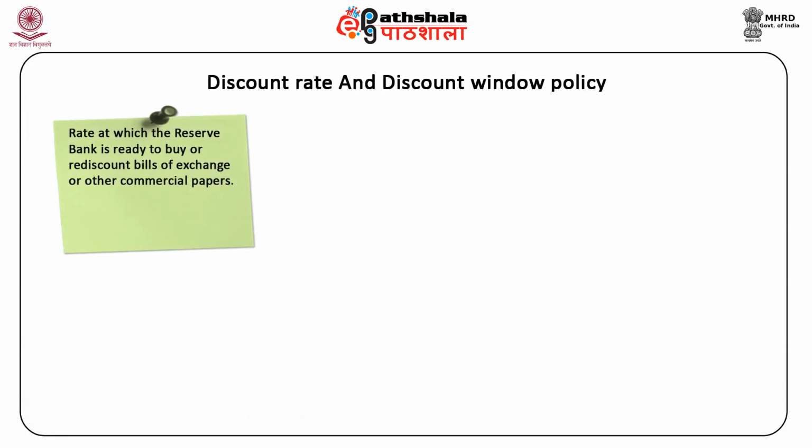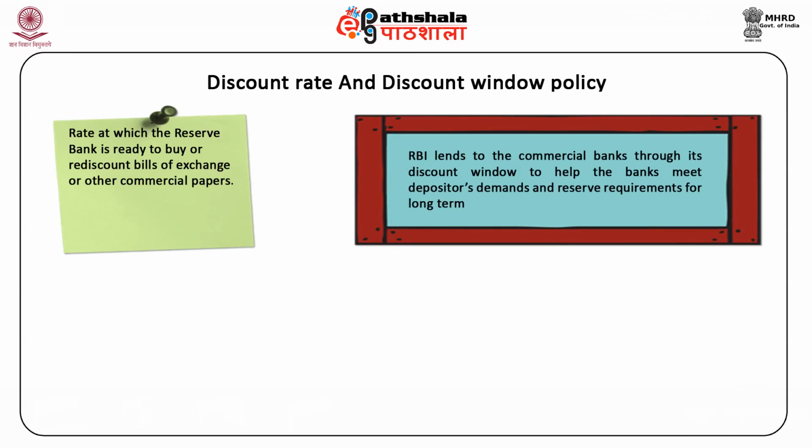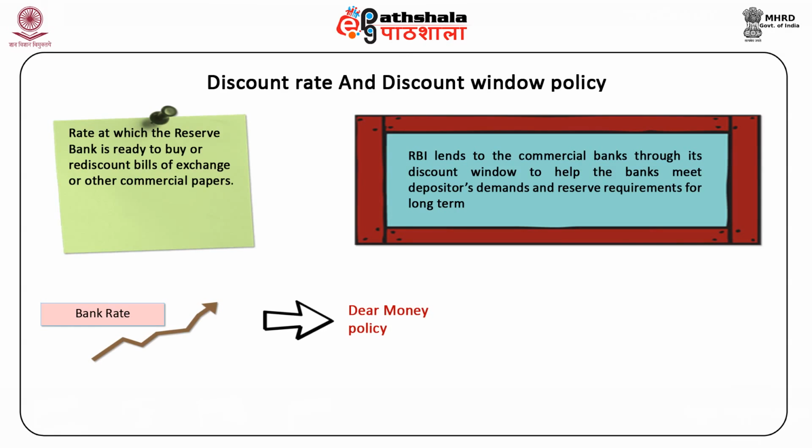Discount rate is the rate at which the Reserve Bank is ready to buy or rediscount bills of exchange or other commercial papers. It also signals the medium-term stance of monetary policy. RBI lends to the commercial banks through its discount window to help the banks meet depositors' demands and reserve requirements for the long term. Rise in bank rate: dear money policy that increases the cost of borrowing. Fall in bank rate: cheap money policy reducing the cost of borrowing.